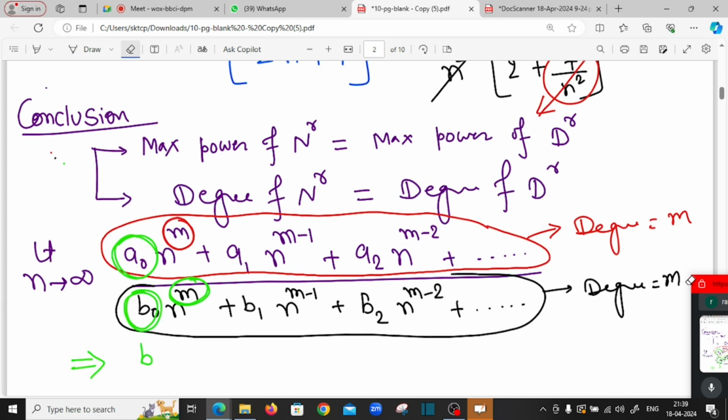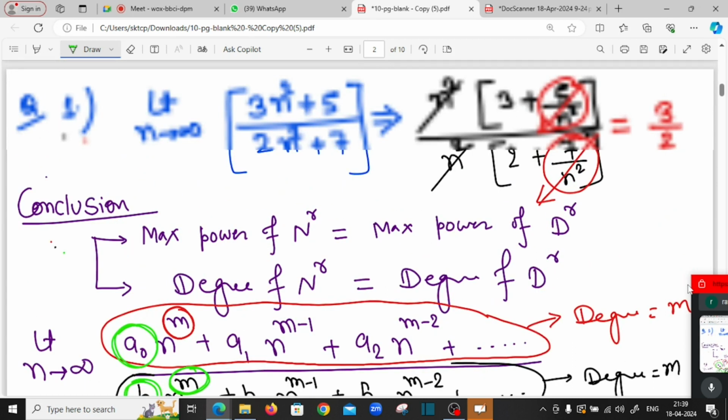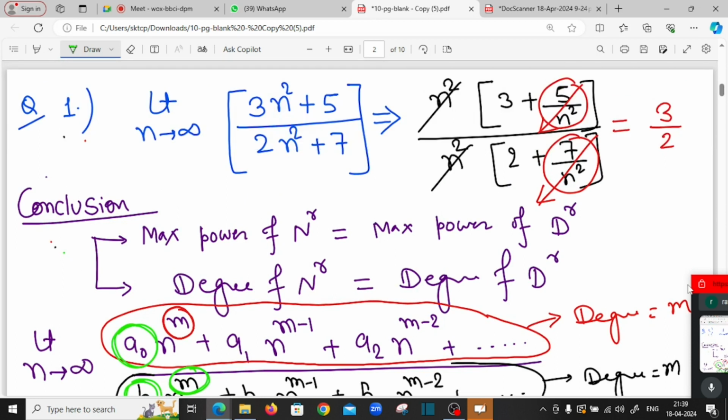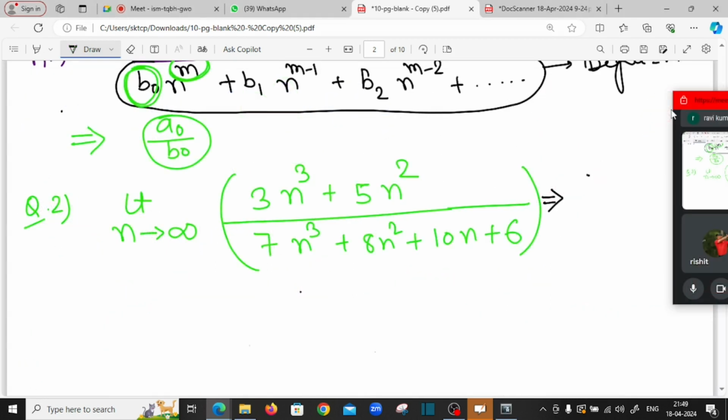If this is the case, your answer will be directly a naught upon b naught, as you can see in the previous example as well. Please see the first example. First of all, the degree of numerator and degree of denominator are the same, so directly we can write its answer will be 3 by 2, the coefficient of this and the coefficient of this. Have you understood this?